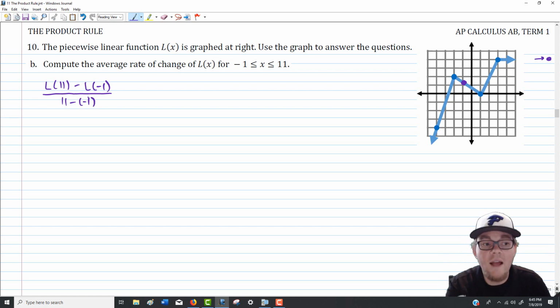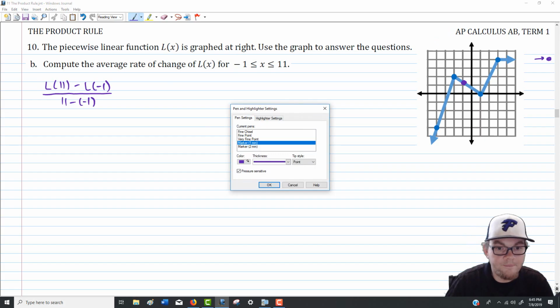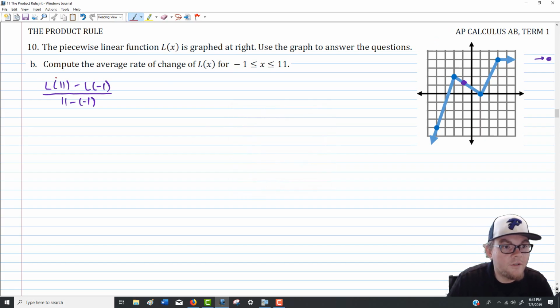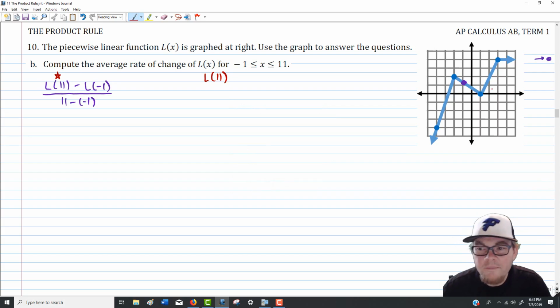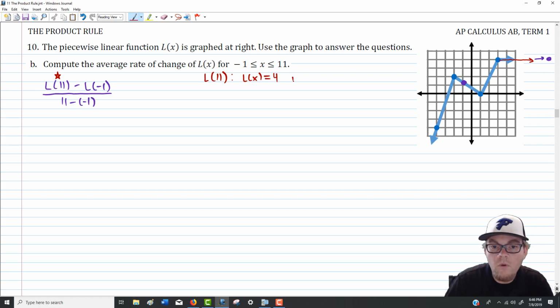It also reminds us that what we need is L of 11 and L of negative 1. So from here, let's look at each of these pieces independently. First, L of 11. Our graph only goes from -5 to 5, but it appears that the function becomes constant for x values greater than 3. So L of x is equal to 4 for any x value greater than 3. And what that tells us is L of 11 is equal to 4, which is nice. That's an important piece of information for us to plug in over there.